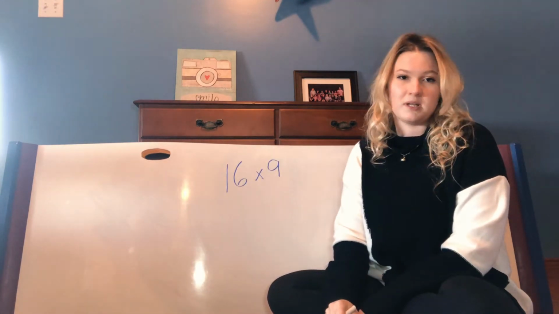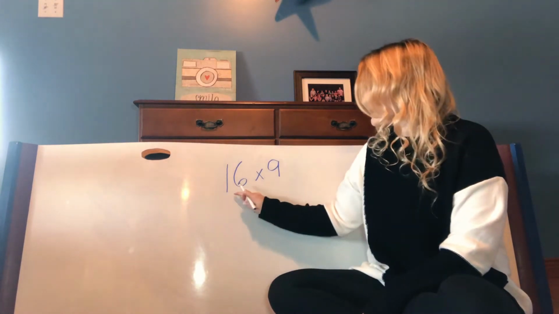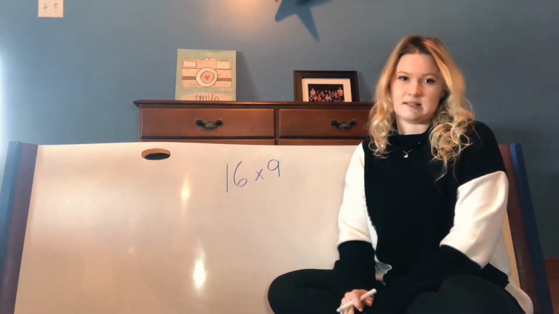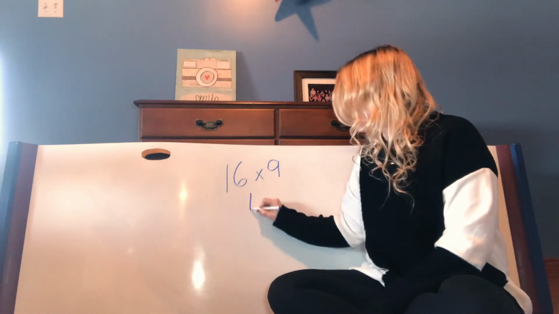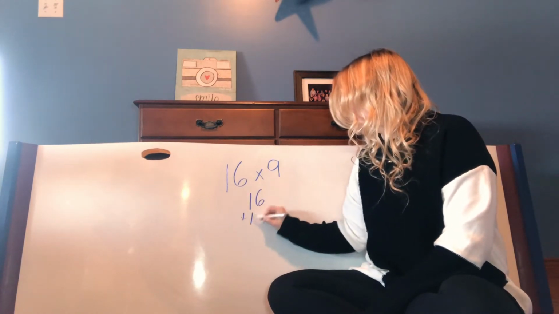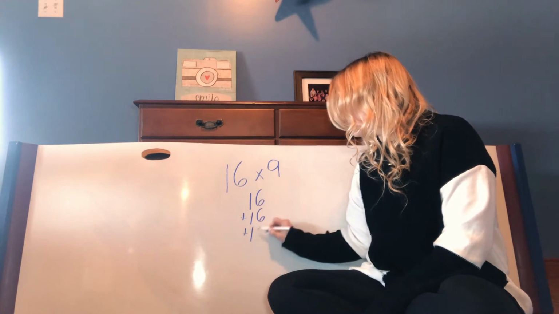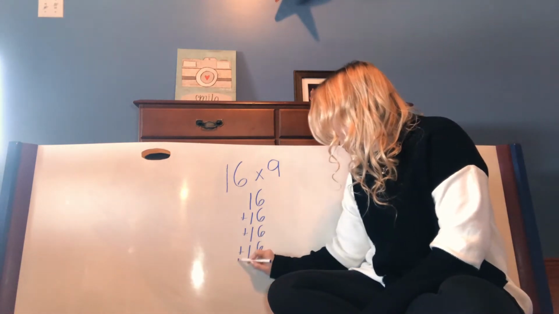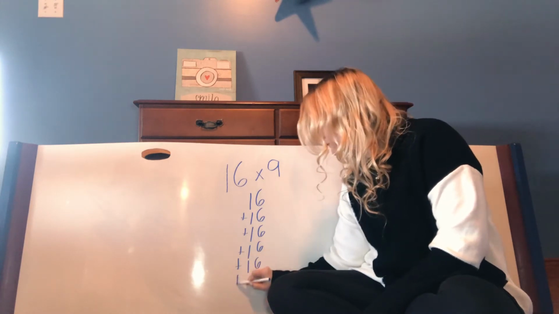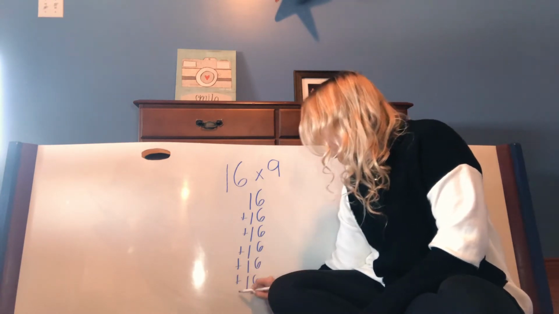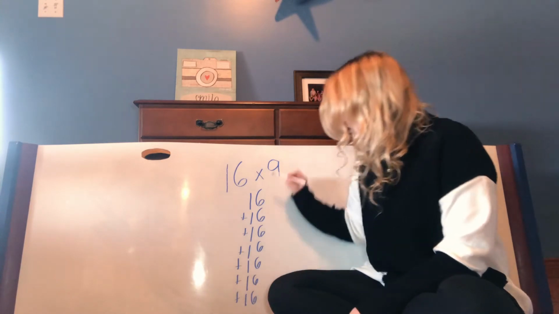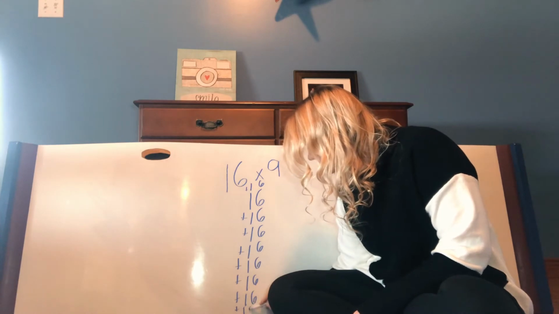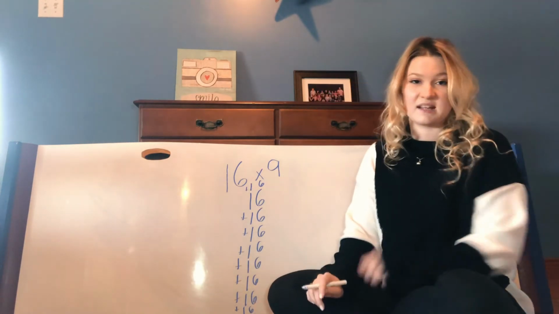So when we're going to do repeated addition, we can do it two ways. We can either write 16 nines or 9 sixteens. And I think that's going to be the easier one. So we'll put 1, 2, 3, 4, 5, 6, 7, 8, 9. And then we need to start adding these up.